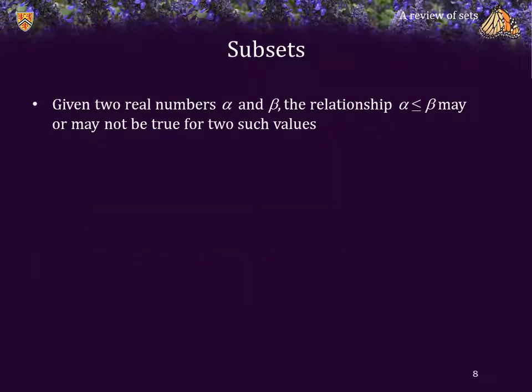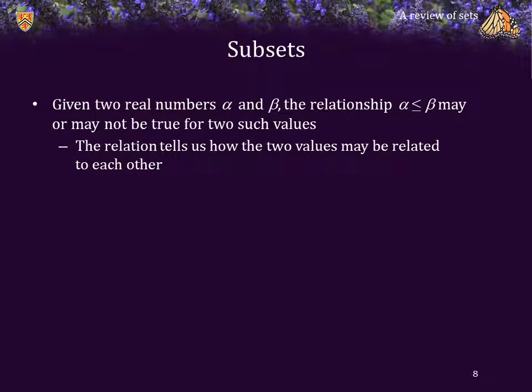Now, given two real numbers alpha and beta, we may define a relationship alpha is less than or equal to beta, which may or may not be true for any two values. So 1 is less than or equal to 5, 7 is not less than or equal to 4. The relationship tells us how two values may be related to each other. So if alpha is less than or equal to beta, then alpha is either equal to beta or lies to the left of beta on the real line in the usual orientation.